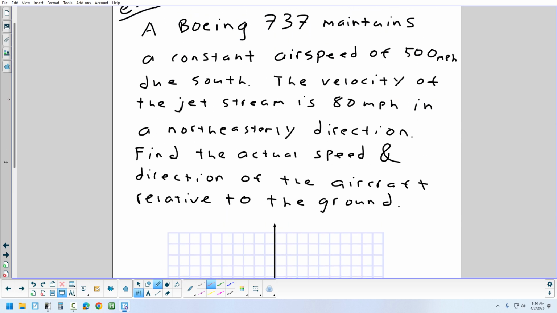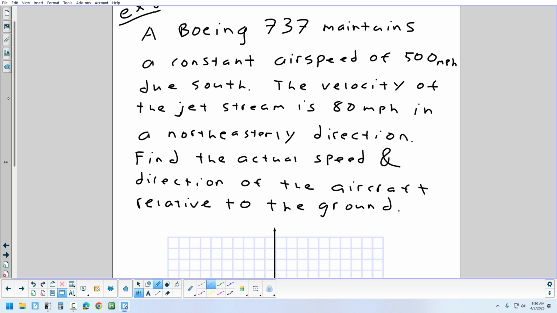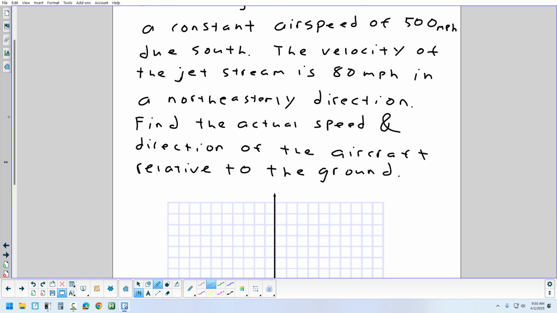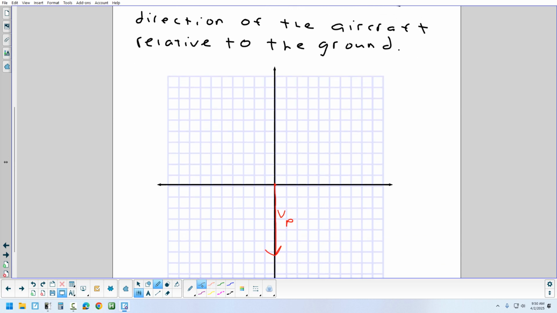Now it says the jet stream is blowing in which direction? 80 miles per hour northeast. That's east, that's north, and northeast is exactly between the two. I'm going to make the angle of the jet stream pretty easy to figure out. It's not going to be anything complicated. It's either going to be northeast, southwest, or a combination of the two. So this one is blowing northeast.